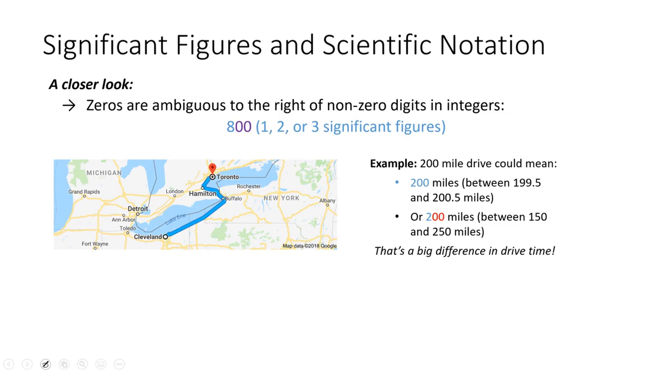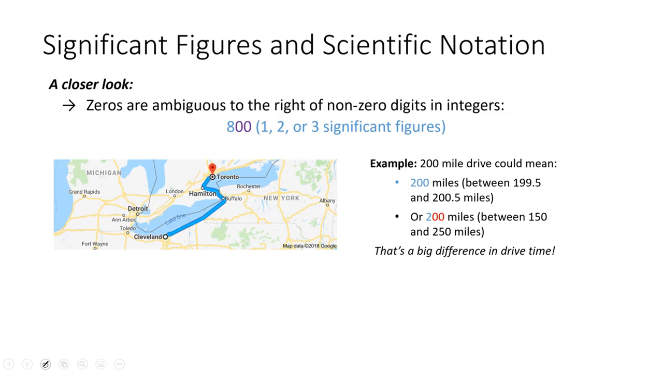But more likely in this case, if I'm telling you it's a 200-mile drive, I probably mean that only the 2 is significant and the zeros are not significant. So that means the drive is between 150 and 250 miles. And so that's a big difference, right? If you're driving 60 miles an hour, the difference of 100 miles is over an hour in drive time. So this is a big deal to care about your sig figs. Maybe you're expecting only a certain amount of time for your drive and then it takes you an hour longer. That would be unfortunate. So sig figs are important.